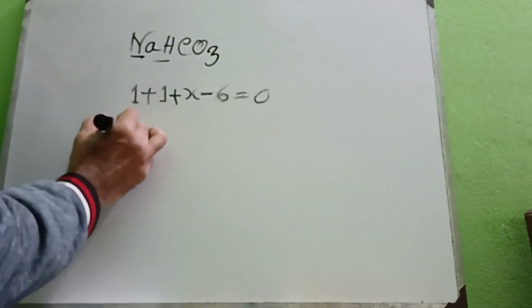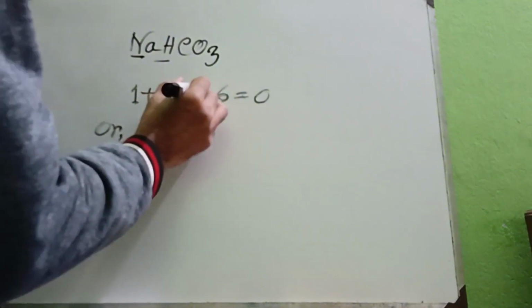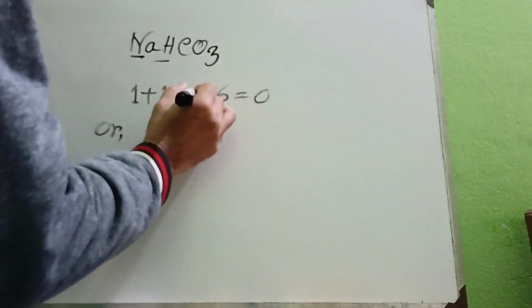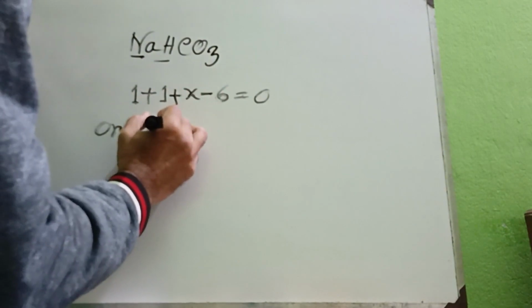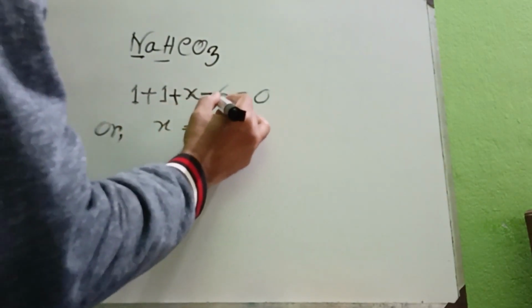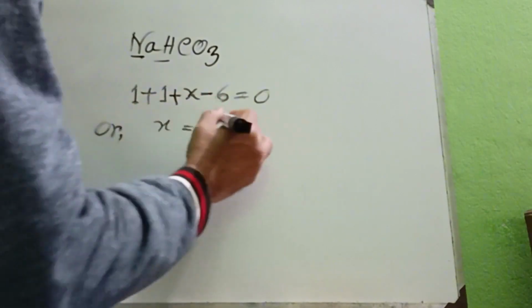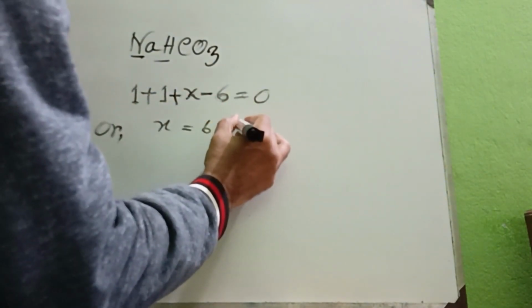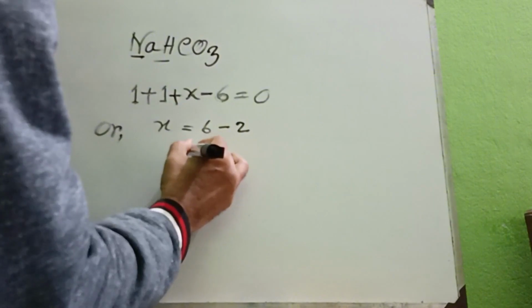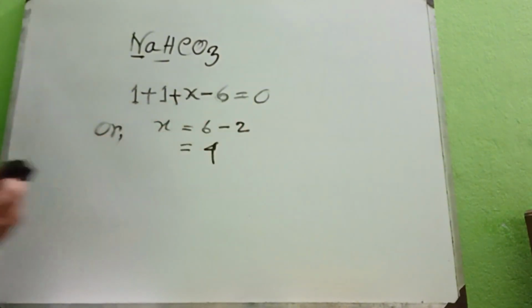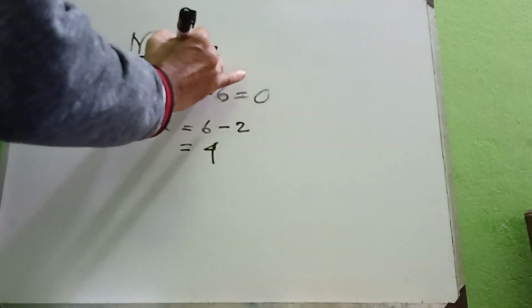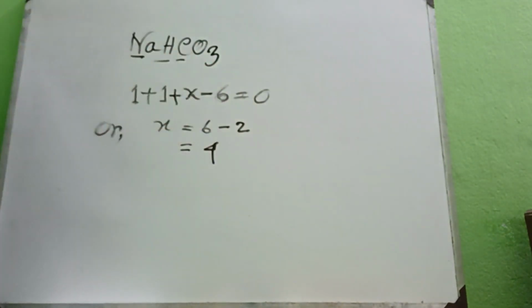Or X equals to 6 minus 1 minus 1, minus 2 equals to 4. So valency of carbon equals to 4.